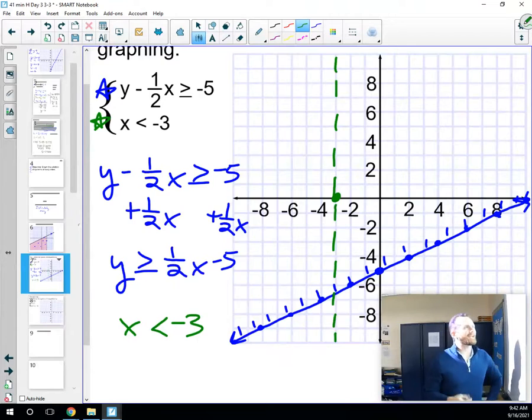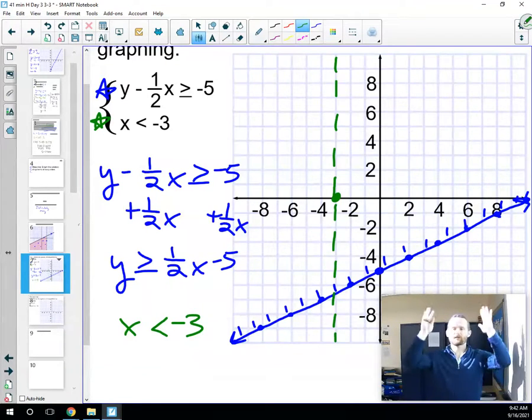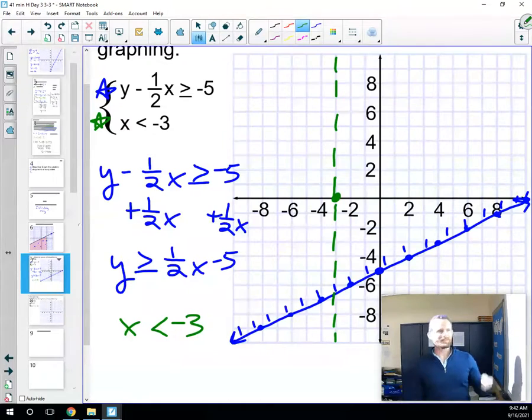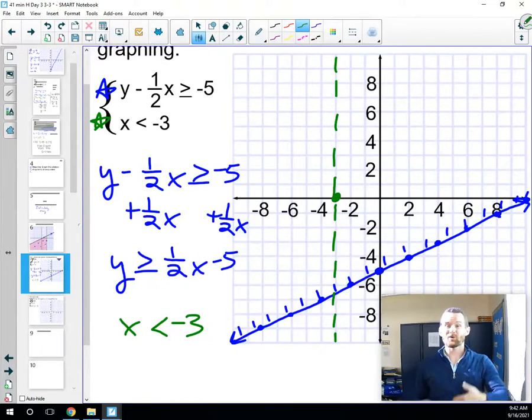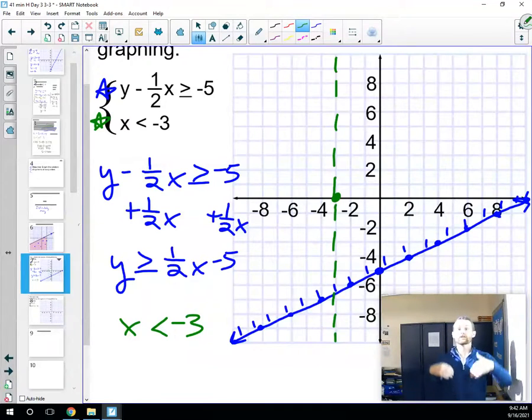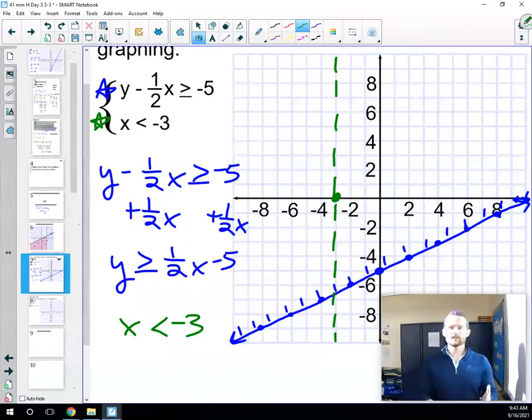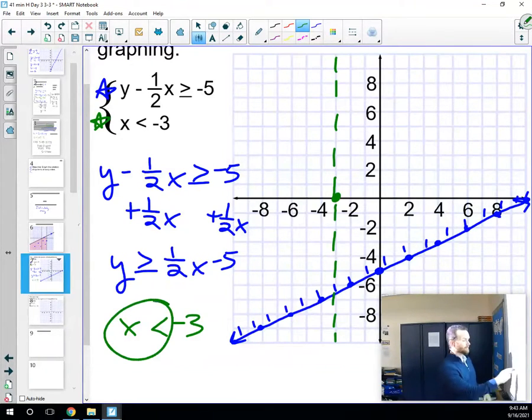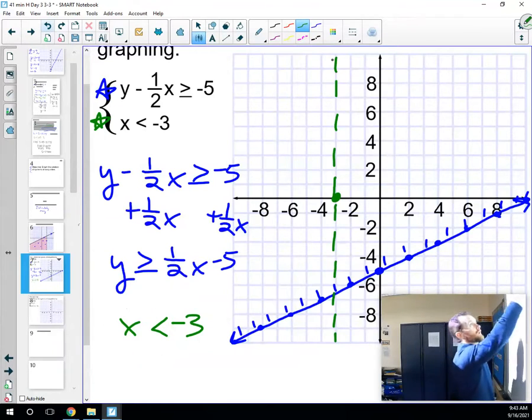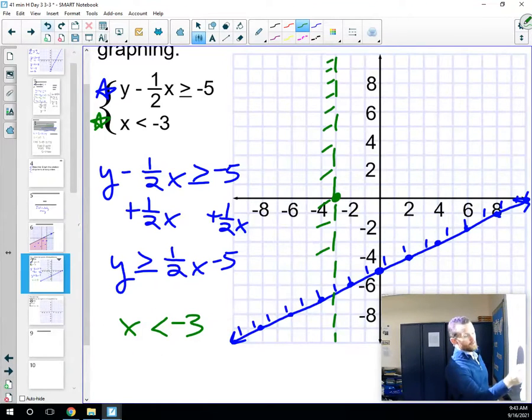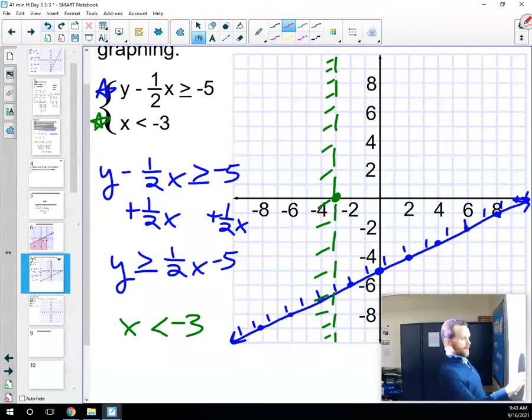Now we have to worry about the shading. And I know earlier I said we always worry about above or below. This is the one exception. Since it's a vertical line, we can't really talk about above or below. It doesn't make sense. This is the one and only time, when it's a vertical line, that we have to worry about shading left or right. Any other time, with any other line, we worry about shading above or below. But since this one is vertical, we have to worry about left or right. So it says x is less than. Since x is smaller, we shade to the left, to the left of that green dotted line. So that means the final solution set would be this big area right here.